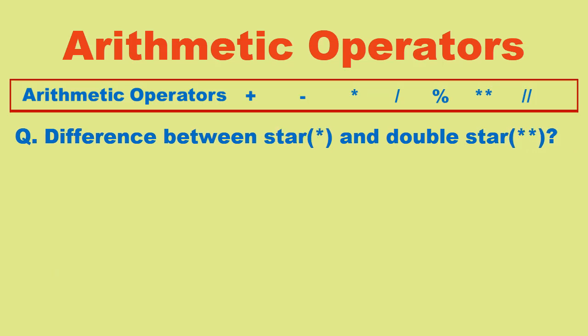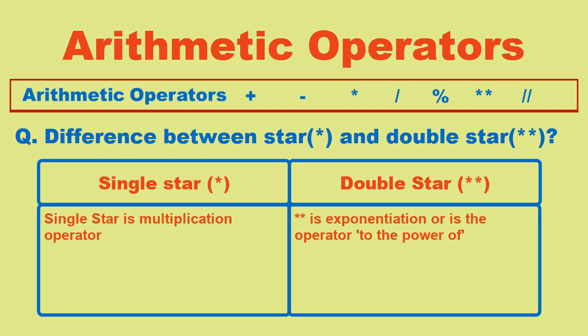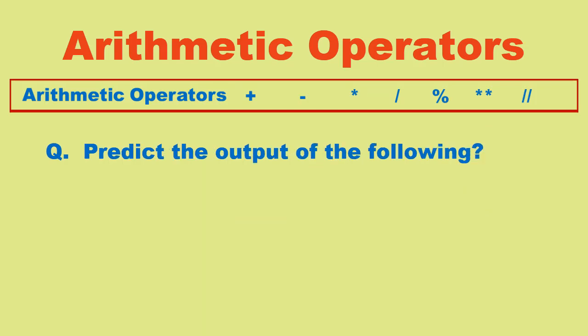Another question asked is around the difference between single star and double star. Single star is a multiplication operator and double star is exponential, or the operator for the power of, as shown. A very important property of star is that it works on all data types. If you are given a question to predict the output of a string multiplied by 3, it will replicate it thrice.